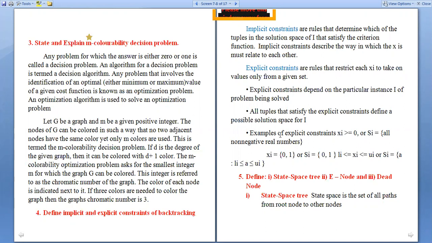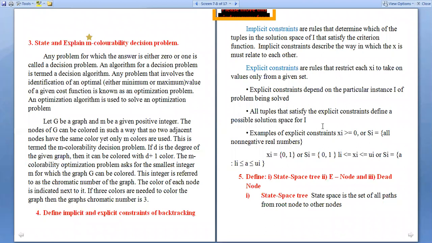Examples of explicit constraints: xi greater than or equal to 0, or si equals all non-negative real numbers. All non-negative real numbers means positive real numbers, that is, positive real numbers with 0, xi greater than or equal to 0. That is the explicit constraint.